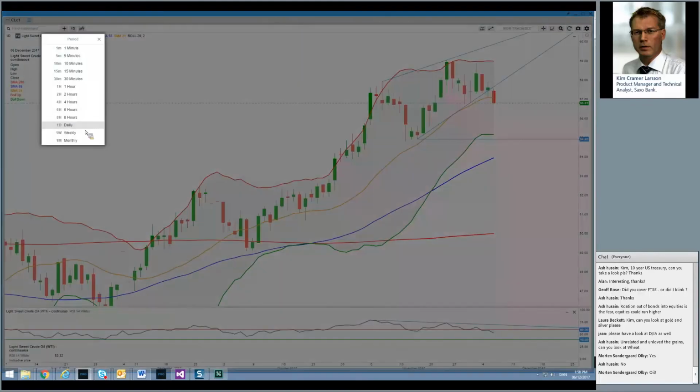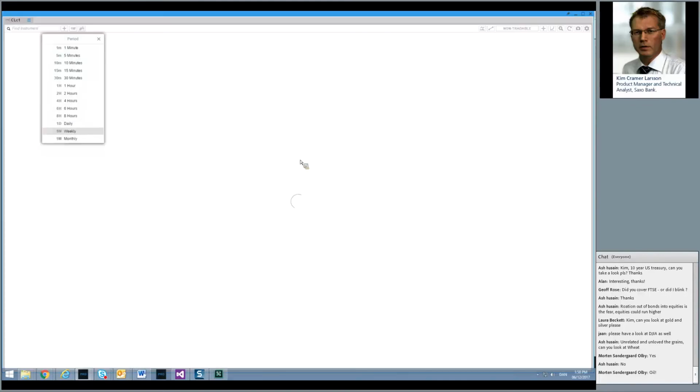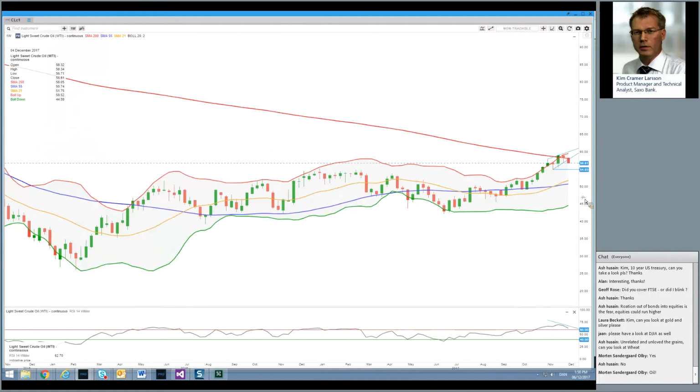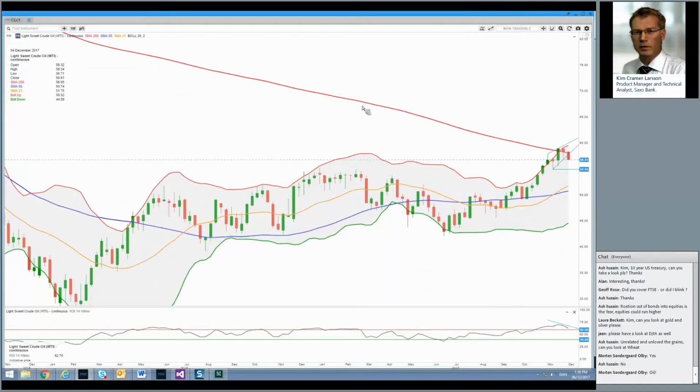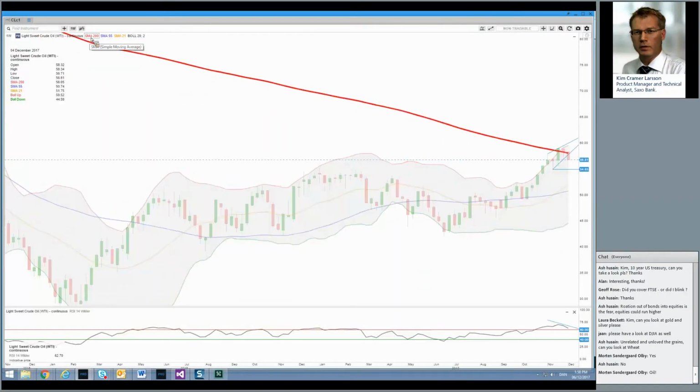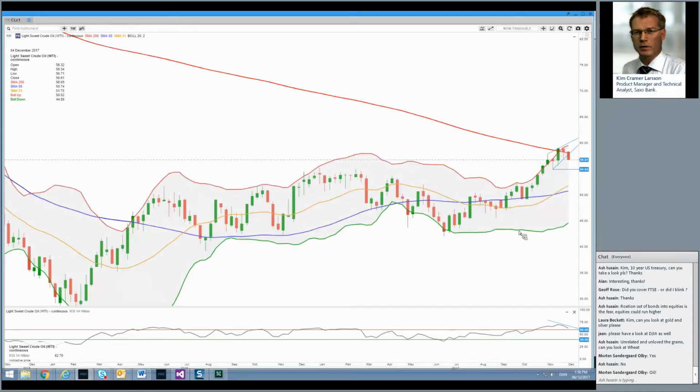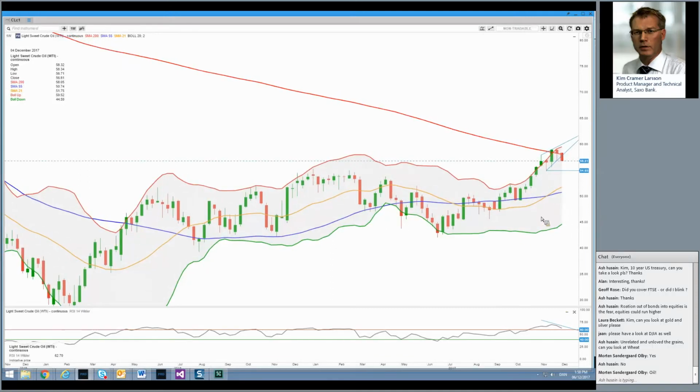Bigger picture. Let's have a look. Where are we in the bigger picture? Got rejected here, just around the 200 simple moving average on the weekly. There was no divergence, saying, well, technically we could move higher, but I think the resistance just below $60 is quite strong.